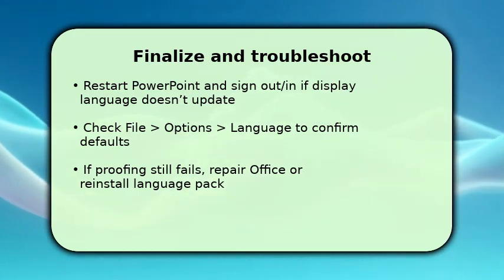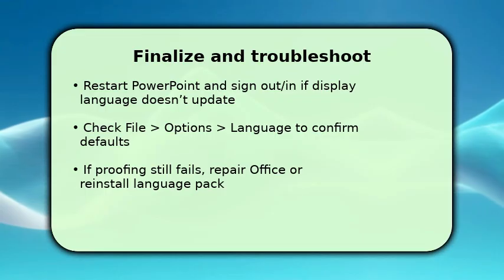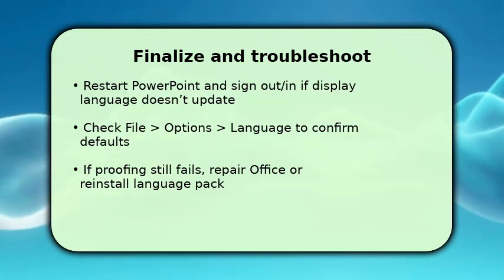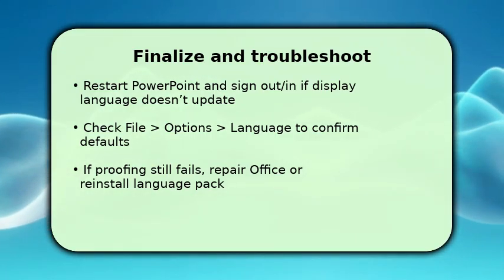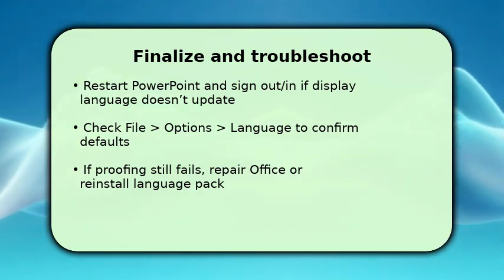If things go wrong, repair Office from Control Panel or reinstall the language pack. Missing proofing features often mean a partial install. If display language refuses to change, make sure your OS language preferences match or that you have required admin permissions. These are the common blockers.